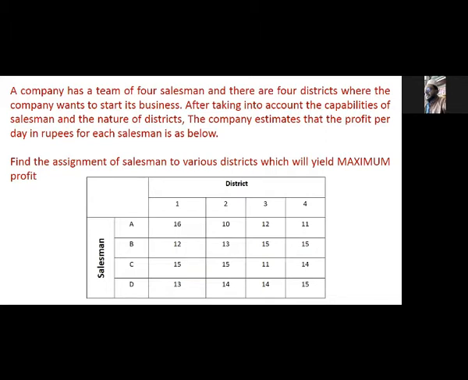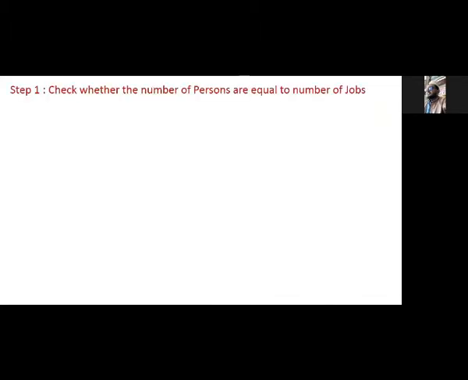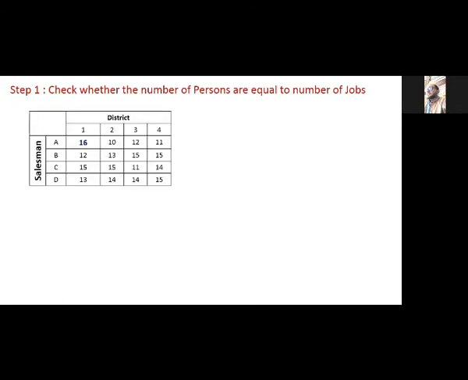Starting with our steps, the first step is to check whether the number of persons is equal to the number of jobs. Yes, there are 4 salesmen and 4 districts, so this step is correct. Now we move to the next step. But before that, we have to convert this problem into a minimization problem, otherwise we can't proceed. So step 1B will be to convert it into a minimization problem by subtracting the largest number of the matrix from all the elements.